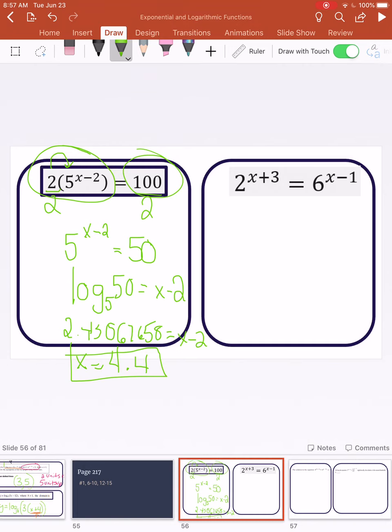All right, so this next question, we have exponents where we can't divide anything over. Each exponent is already isolated. The first question you always have to ask yourself is, can you convert this so that they have the same base? Is there any way for me to write 6 with a base of 2? No. So then my next step is I'm going to log both sides of the equation.